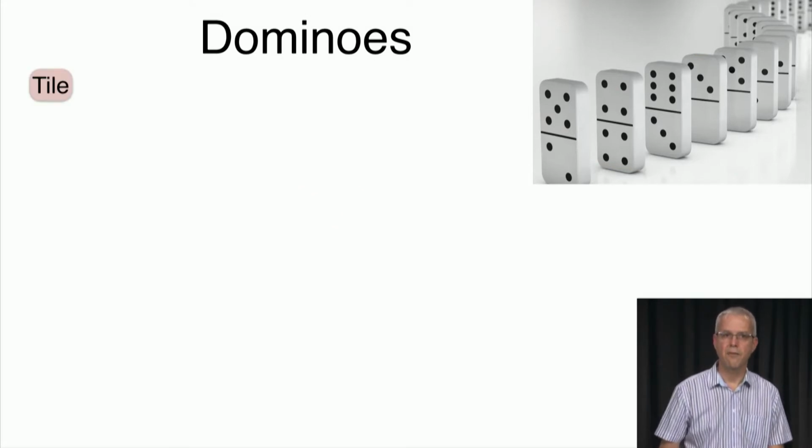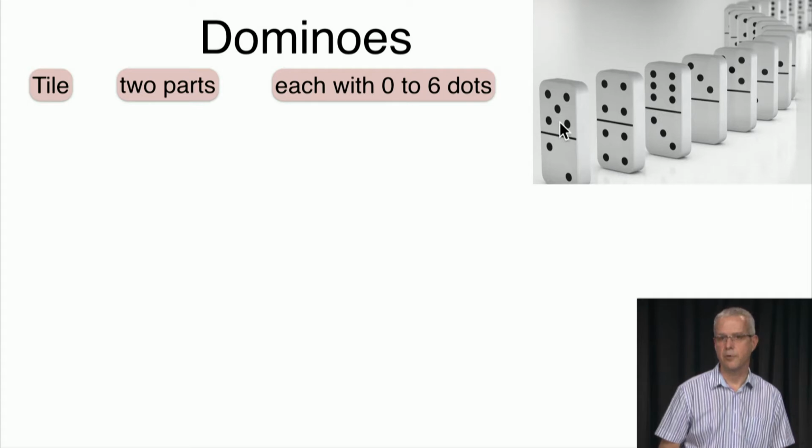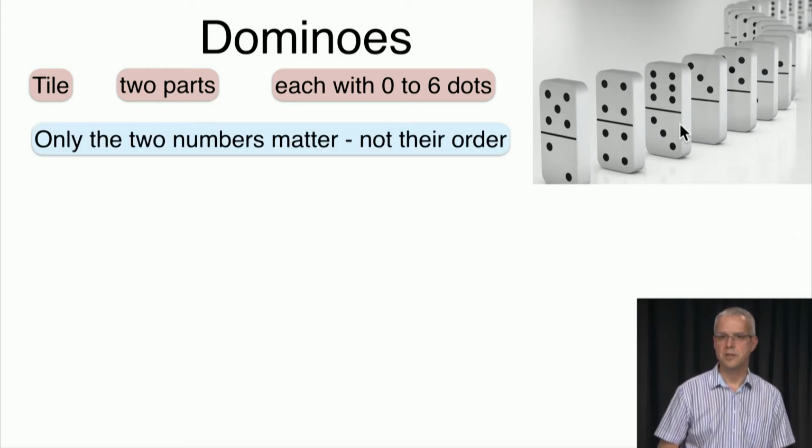So let's start with the game of dominoes, where we have tiles, and each tile consists of two parts, as we see here, separated by a line. In each part, we have a number of dots, and the number of dots ranges from 0, as we have here, to 6, as we have here. The order of the two parts doesn't matter because the difference between 3, 6 and 6, 3 is just rotating the tile, so these are the same.